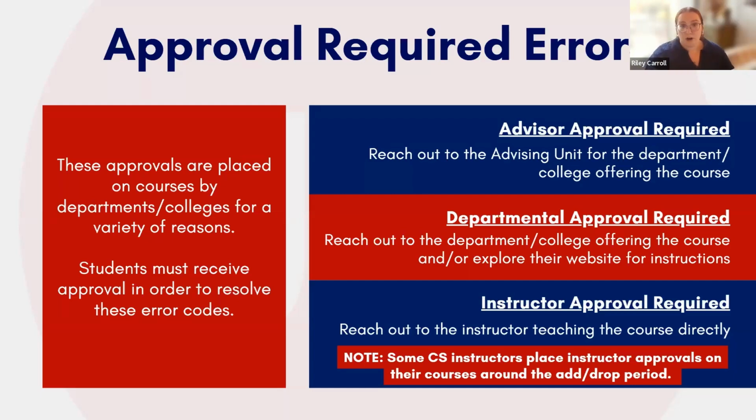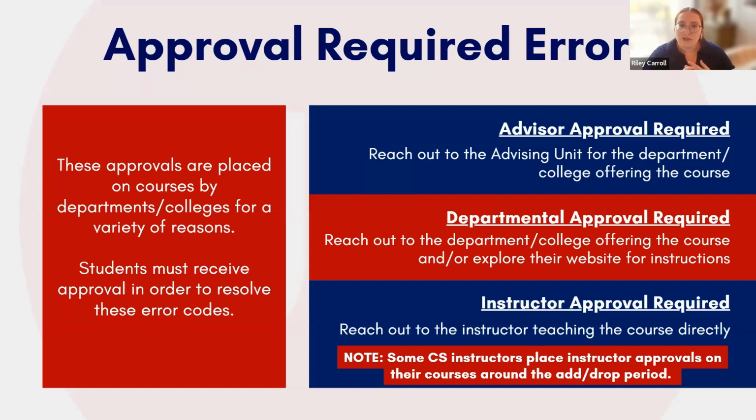Students must receive approval in order to resolve these error codes and then successfully register for that course. The first approval required error code to look out for is advisor approval required. The CS department does not require advisor approval for any of our courses, and as CS advisors, we cannot grant students approval for any courses inside or outside of CS. We just don't have the ability to do that. In CS, you'll typically instead see departmental approval required restrictions, and we'll discuss those in a moment.